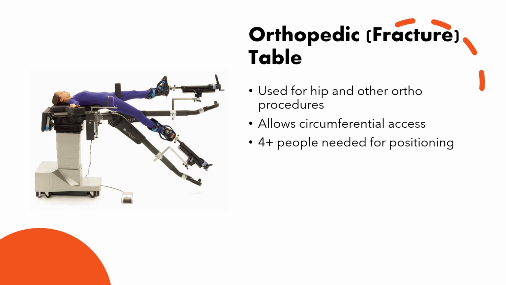Okay, so what do we use this table for? Typically used for hip and other orthopedic procedures of the lower extremities. Hip fractures are common ones, or femur fractures where we're doing some sort of intramedullary nail. I've also seen them for tibial intramedullary nails as well. This allows us to get a circumferential access to that limb.